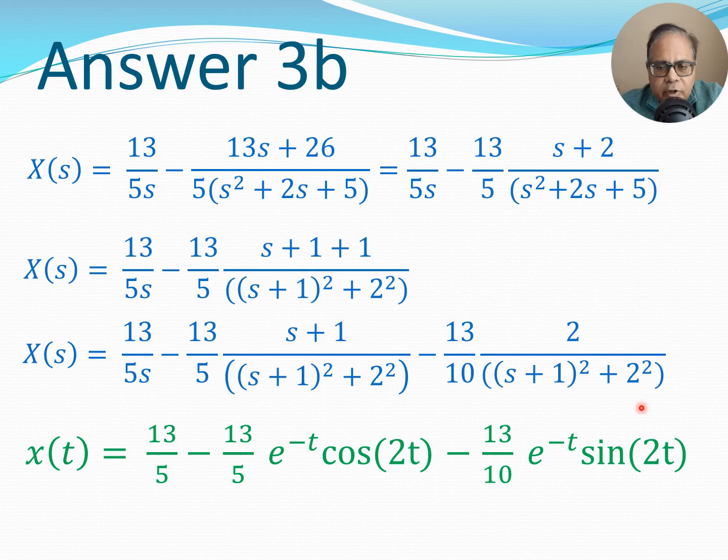By doing that I put it in a form which is more amenable to taking the inverse Laplace transform. So then I take the inverse Laplace transform on both sides, and I get x(t) is 13 by 5, minus 13 by 5 e to the power minus t cos 2t. Remember from the formulas we discussed in the table, there is a 1 here, so that becomes e to the power minus t, and the presence of this 2 here gives me cos 2t. In the second term again I get e to the power minus t from this 1 here, and this 2 here gives me the sine 2t term. So this is the solution.